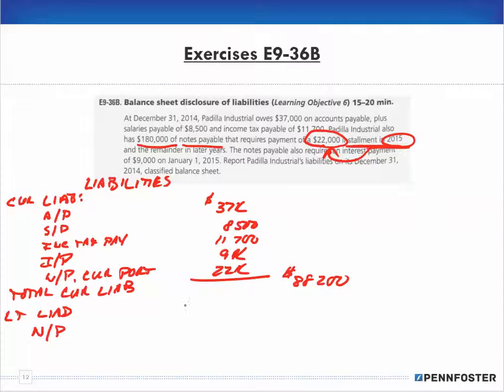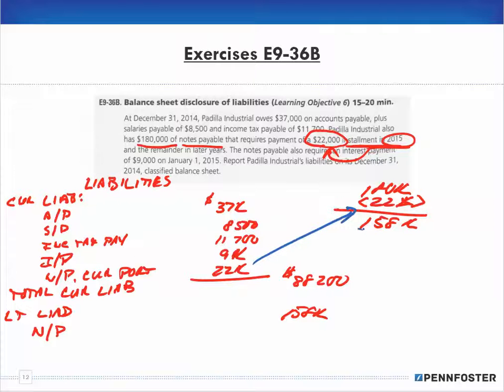Okay, so then we have our long-term liability, and of course I'm abbreviating here, and that is our notes payable. Now notice, and this is a deviation, that the solution says our notes payable is $158,000. Okay, how did they get that? Well, it's $180,000 less the $22,000 that they paid for 2014, which is the current portion. That gives us the long-term portion of $158,000.